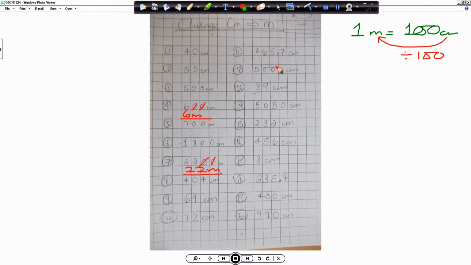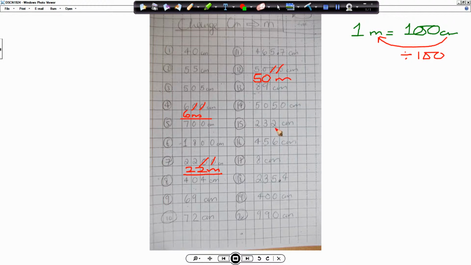Are you copying this down? Okay. 5,000 centimeters. Layla, how many zeros do we have here? 3. Yeah. And how many do we remove? Only 2. Because we're dividing by 100, we remove 2. So the final answer for that one is 50 meters.